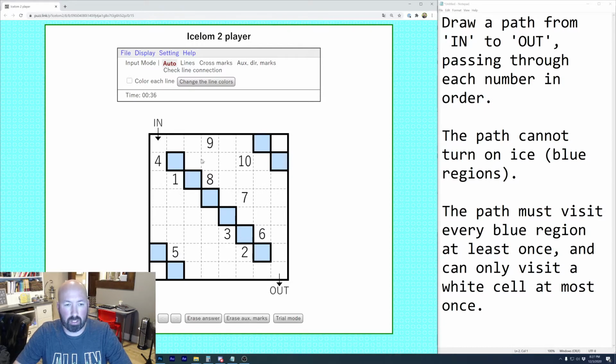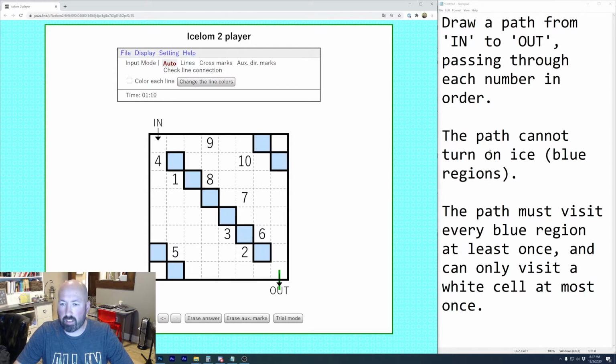I figured the best way to demonstrate this, since a lot of you probably haven't seen this type of puzzle before, is just to show you an actual puzzle. So the rules are over here. You want to draw a path from the in to the out. So from the in to the out over here, we have to draw a path somehow down here, passing through each number in order. So we have to go through the numbers, the 1, the 2, the 3, the 4, in order.